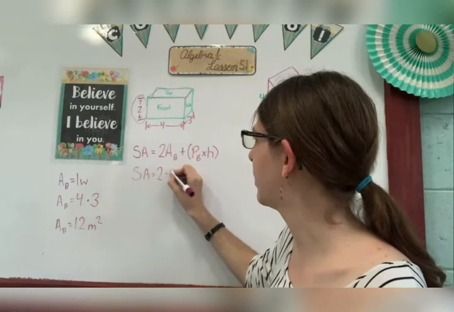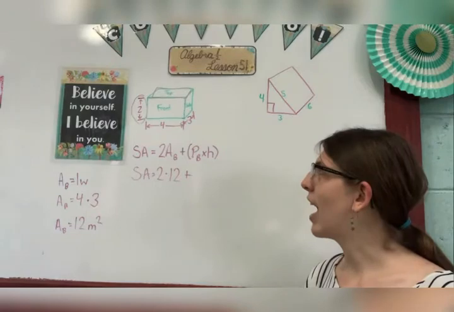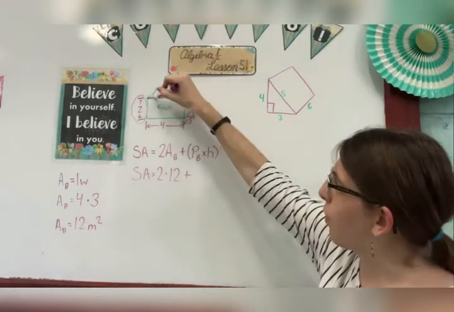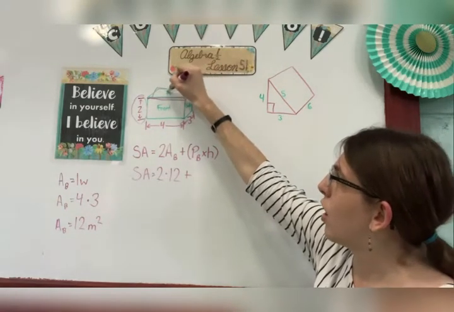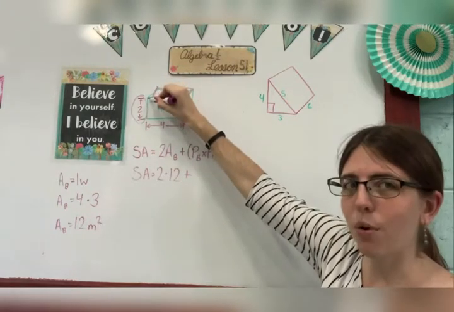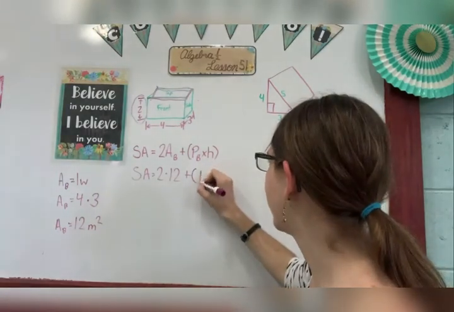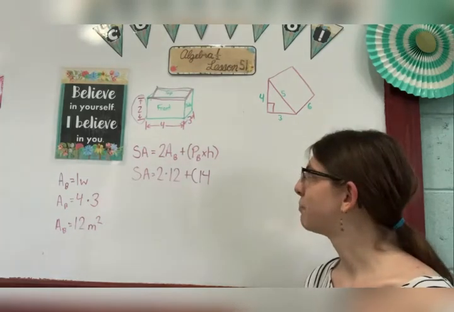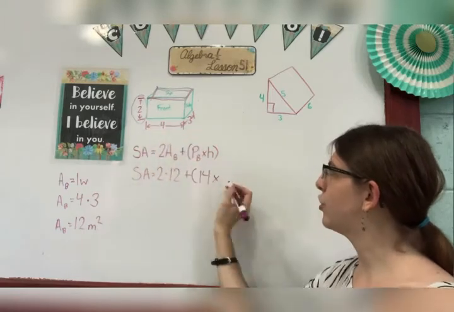2 times 12 plus, now let's find the perimeter of my base. Well, I know this is 4, plus this is 3, so 4 plus 3 is 7, plus 4 more is 11, plus 3 more is 14. So the perimeter of my base is 14. I just add that all up. So I got 14 times my height, which is 2.